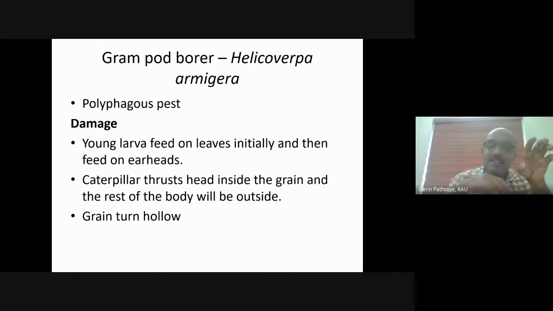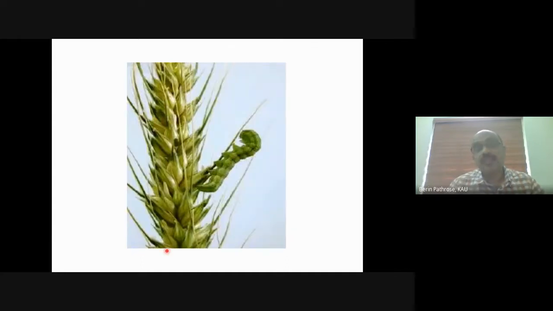So the caterpillar feeds by thrusting the head inside the grain, and the rest of the body remains outside. It will feed on the entire inner content of the grain, and the grain will turn hollow. So this is with respect to Helicoverpa. Larvae feed on the ears by thrusting the head inside the grain, and the body remains outside. So you can see a Helicoverpa on a wheat ear.